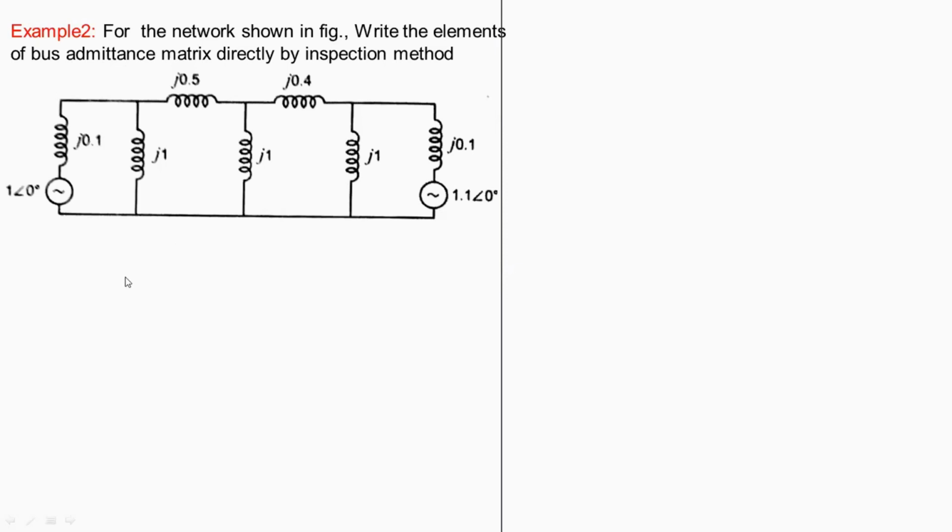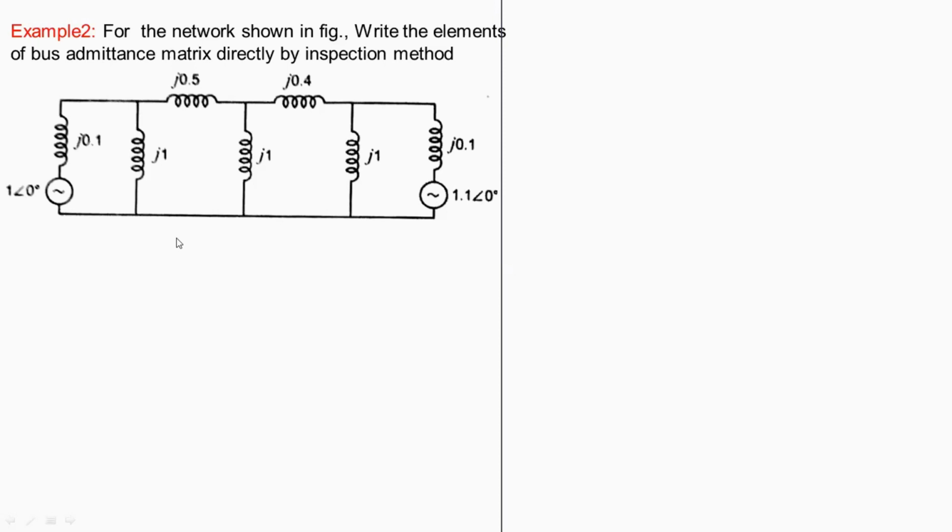The first step, similar to the previous problem, is to identify the nodes. A node means 3 or more branches connected to a connecting point. Here these 3 branches are connected. Then here these 3 branches are connected. This is another node. Then these 3 branches are connected. This is another node. Then the bottom line, where all branches are connected, is also another node. This node is taken as the reference node. Then the remaining nodes are 1, 2, 3. Here this system is also a 3 bus system.